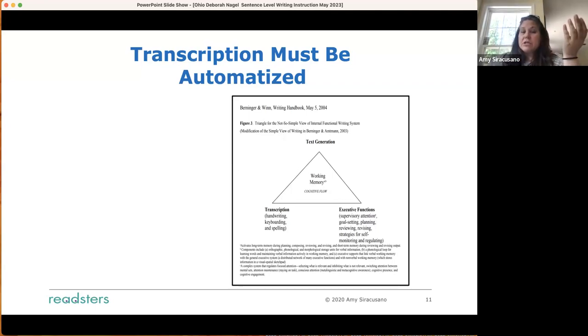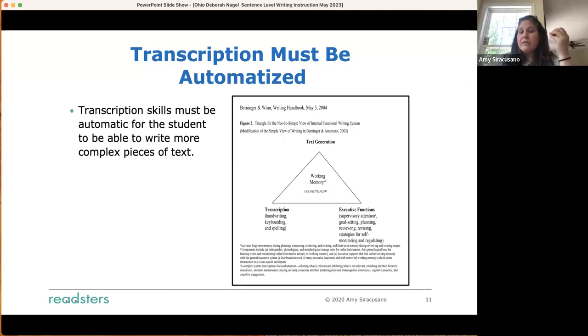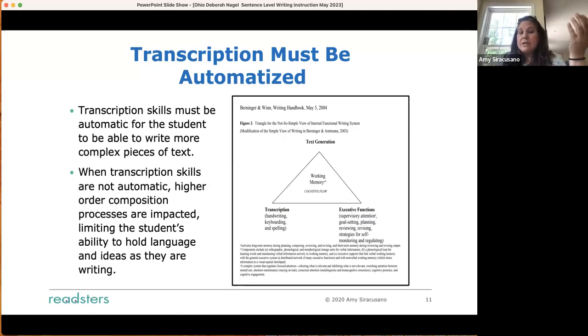So as I mentioned, transcription must be automatized. The reason why is kids cannot write, as Debbie just shared with us, those complex pieces of text, even if they're avid readers, if they don't have those skills. We also know, based on research, that when transcription skills are not automatic, higher order composition processes are impacted, and it will limit the student's ability to hold the language and ideas that they are writing.